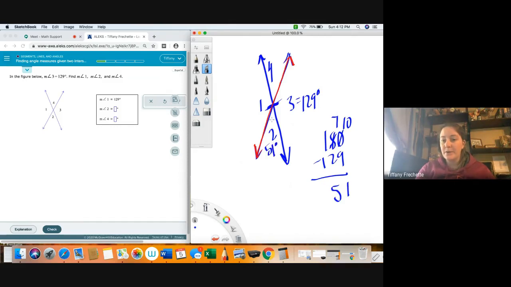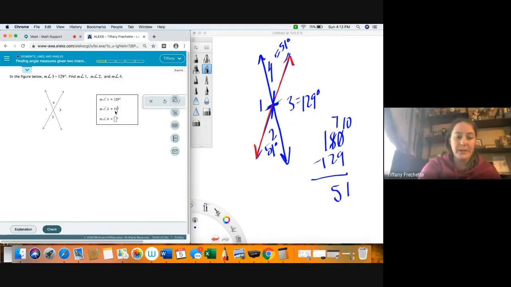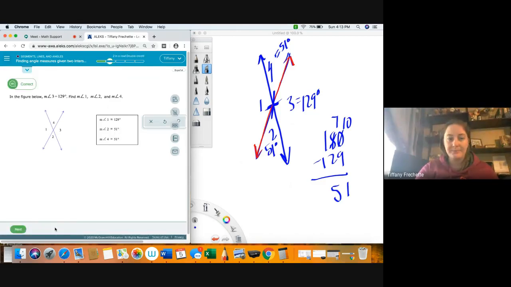So again, if I use my vertical angle thing and I go across the vertex, right across, then I know 4 also has to equal 51. So we have 51 and we have 51. All right, let's check that. Perfect. One more.